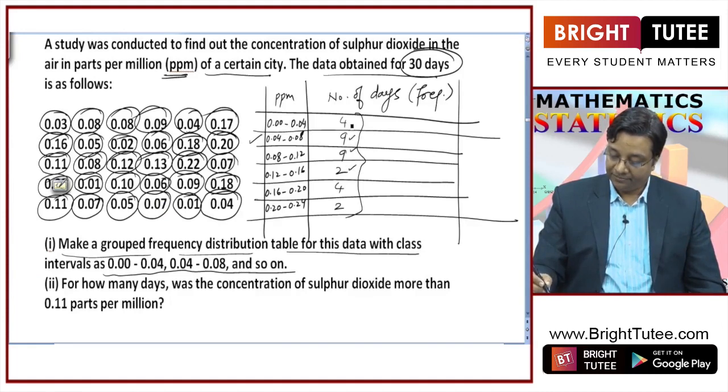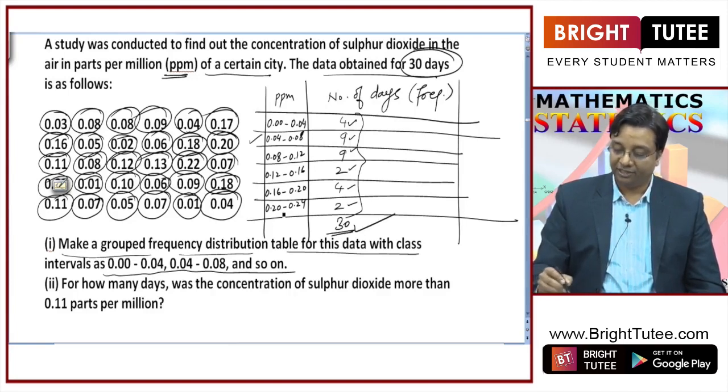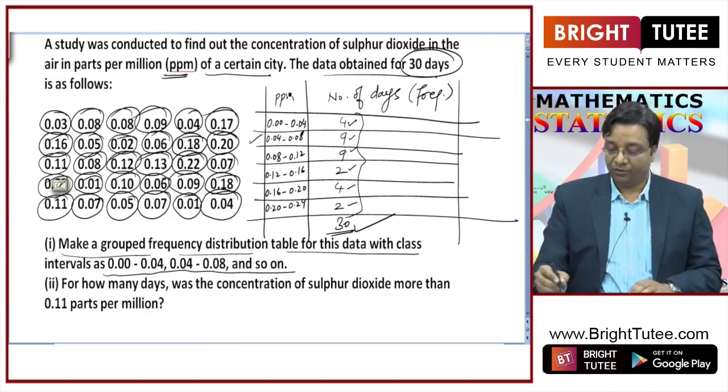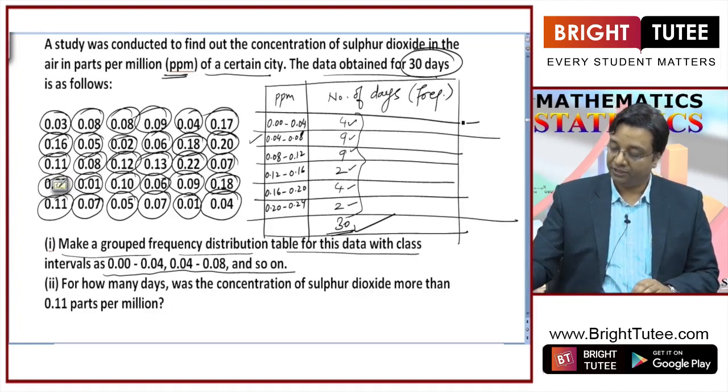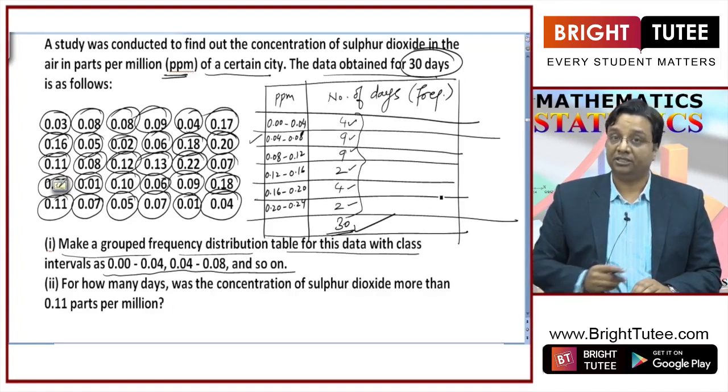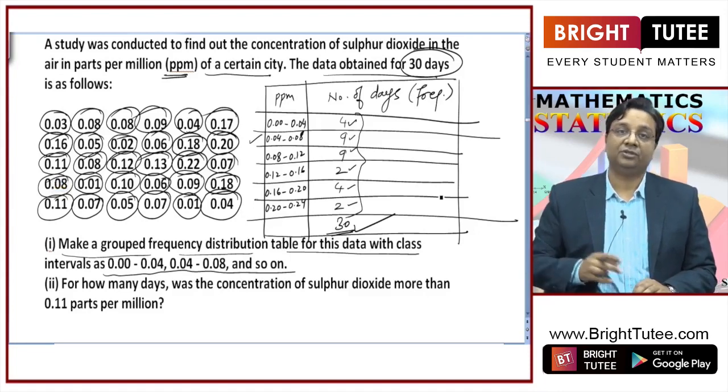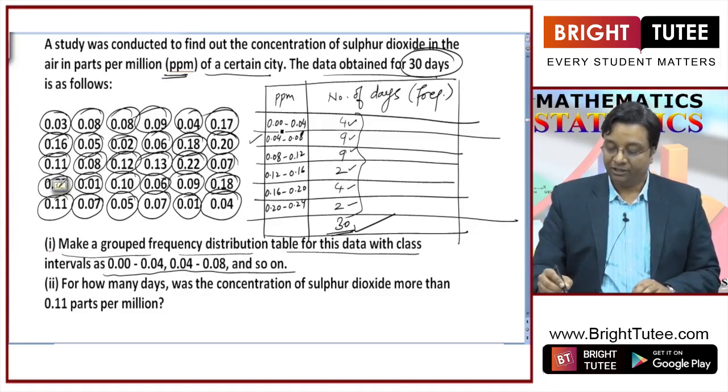18, 20 and then 28, 30. Yes. So the total number of days is 30, and I have written this data in the form of a frequency distribution table, or specifically a grouped frequency distribution table, and the group size was already given. So we started with 0.00 to 0.04 and continued that distribution.